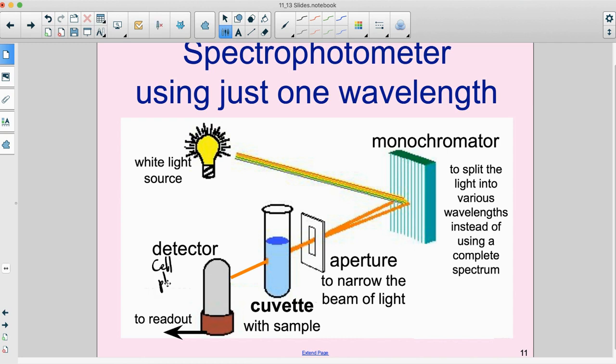Now, when you were doing your cell phone, your detector was the cell phone right here. And your cell phone measured the transmittance just like the detector did. However, you had to be the computer and change this transmittance into the absorbance. A spectrophotometer does that all for you.